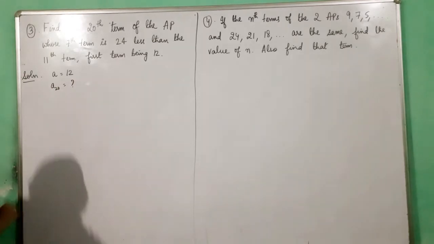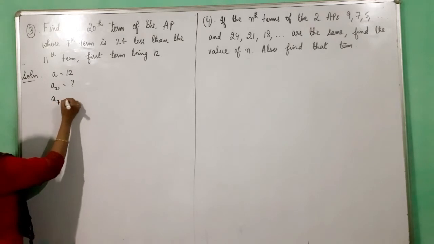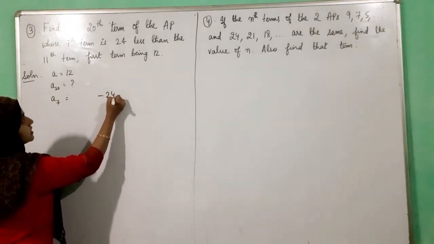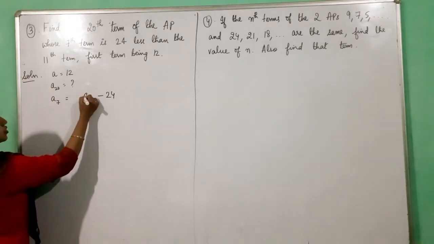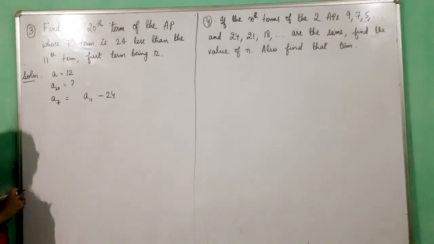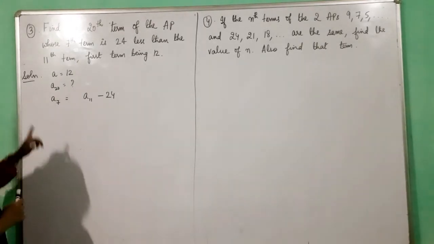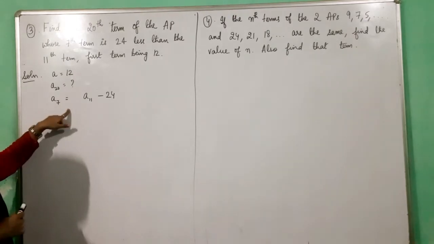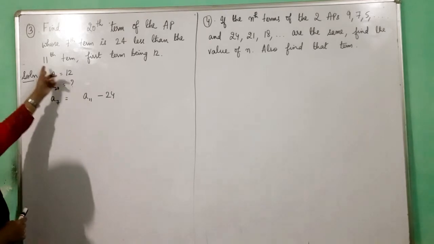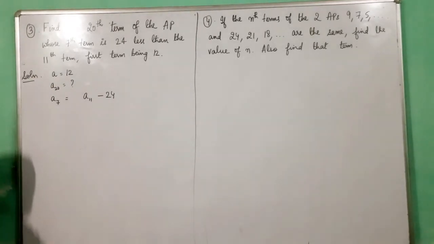Okay. And what is given? Whose 7th term, A7, is 24 less than the 11th term, A11. Many students find it difficult to frame this equation. 7th term A7 is 24 less, so I will have to subtract 24 from what? From the 11th term, from A11. Okay. So this is what is given to us.